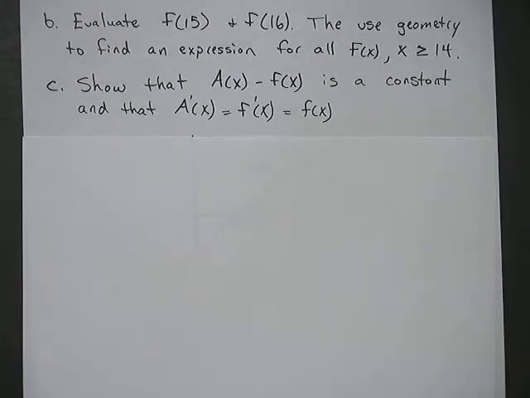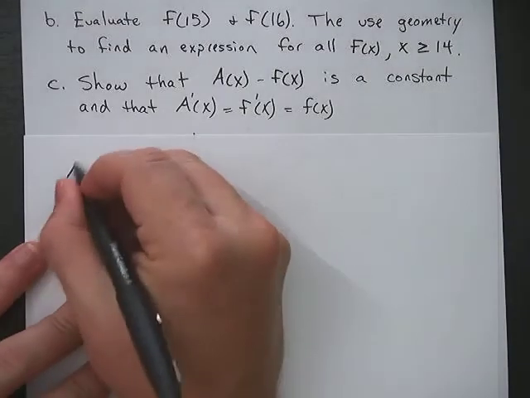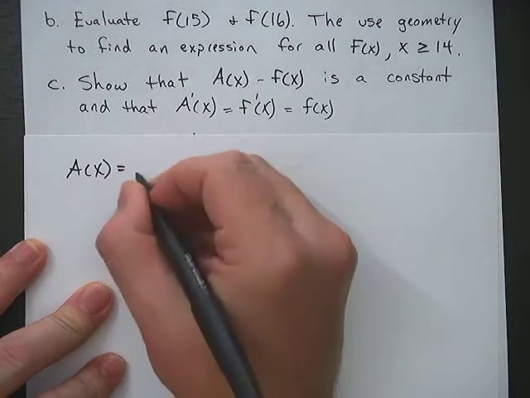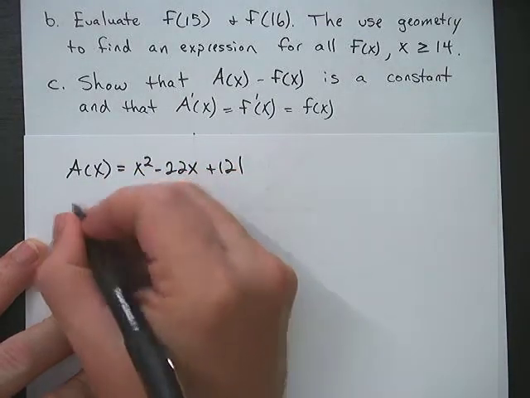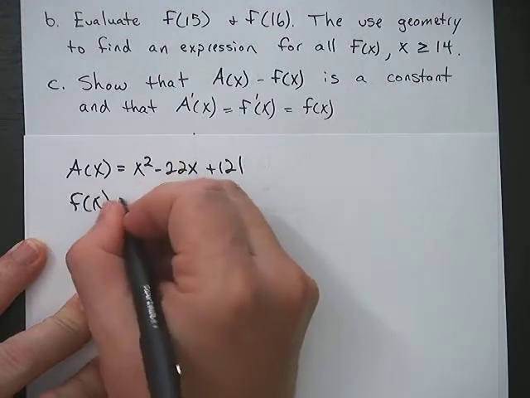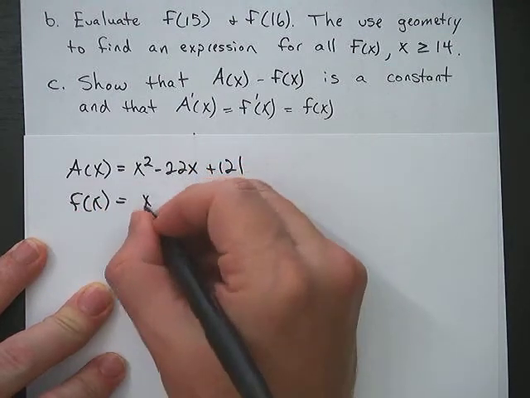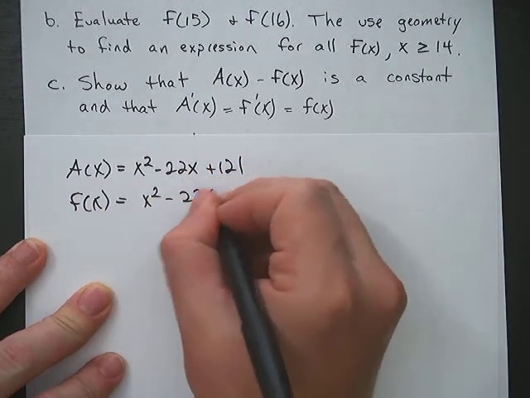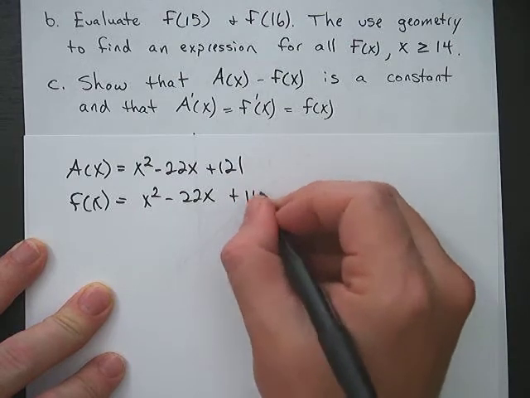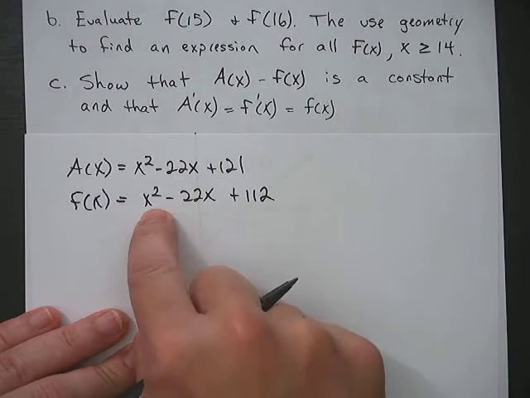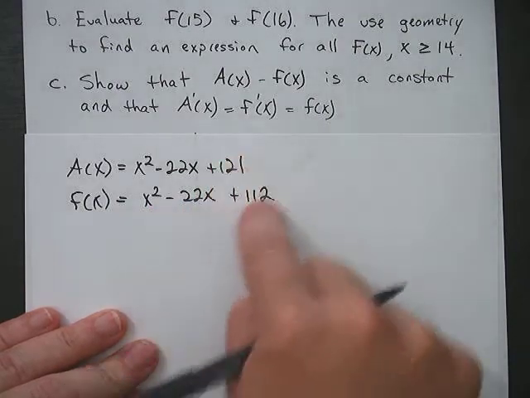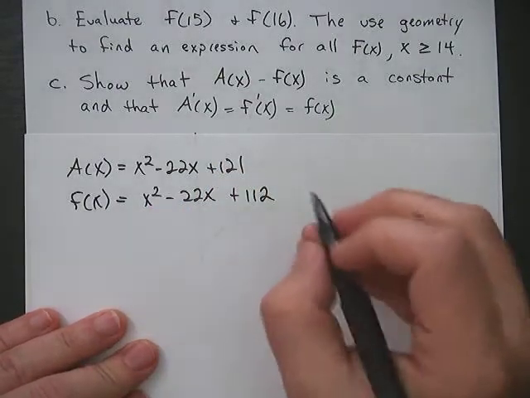Okay, so recall that A of x was equal to x squared minus 22x plus 121, and F of x was equal to, we just wrote that down, x squared minus 22x plus 112. Now you can already probably see that if we subtract these two functions, this is going to cancel, this is going to cancel, and there's going to be left a constant. So you can already see that it's true.